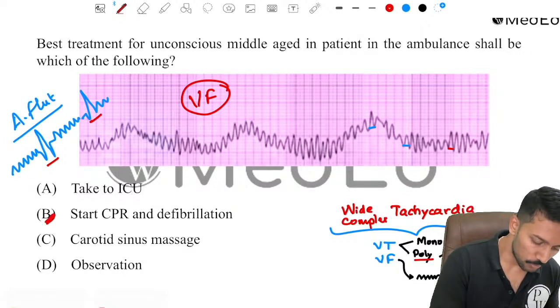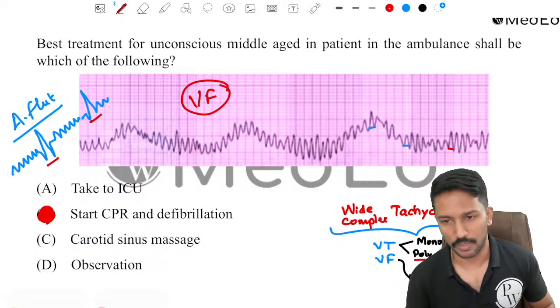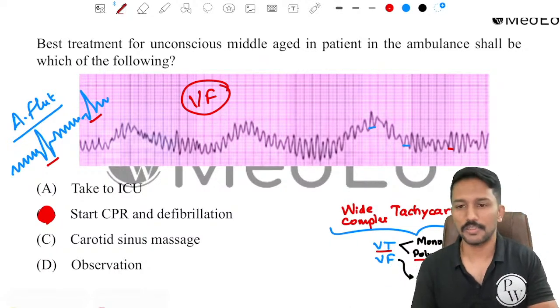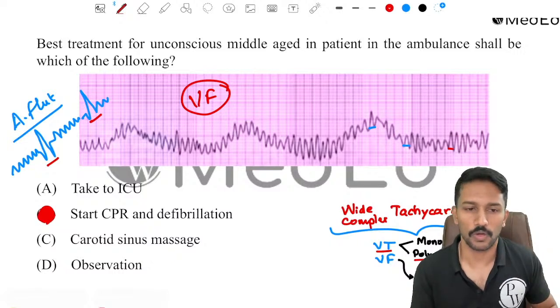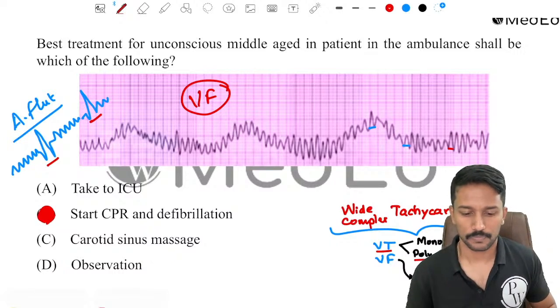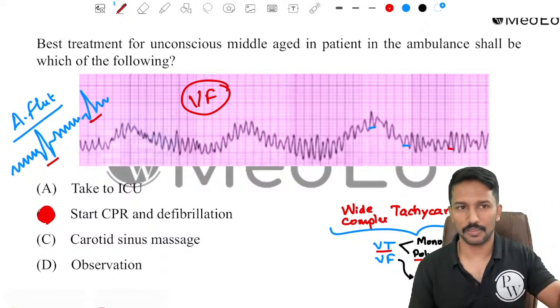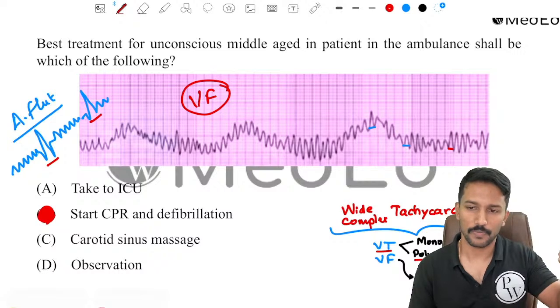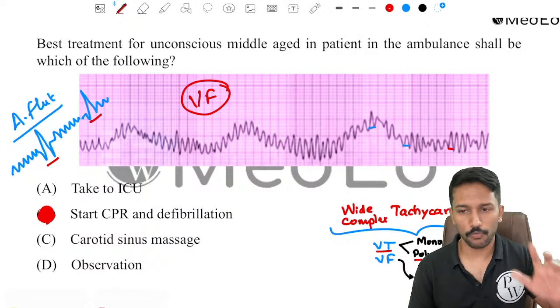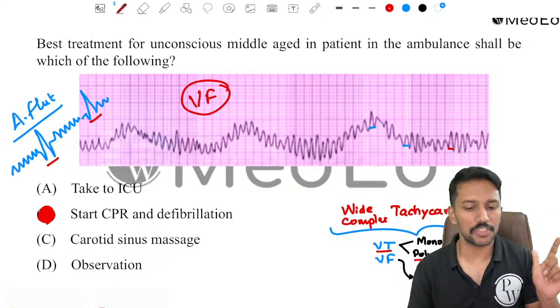So in any patient who is unresponsive and has ventricular fibrillation, you have to start CPR. If it was a case of VT, if I change the ECG, same story, unconscious middle-aged patient in the ambulance, but the ECG is changed to VT. What will be your answer? Will you start CPR and go for defibrillation or administer some drugs?